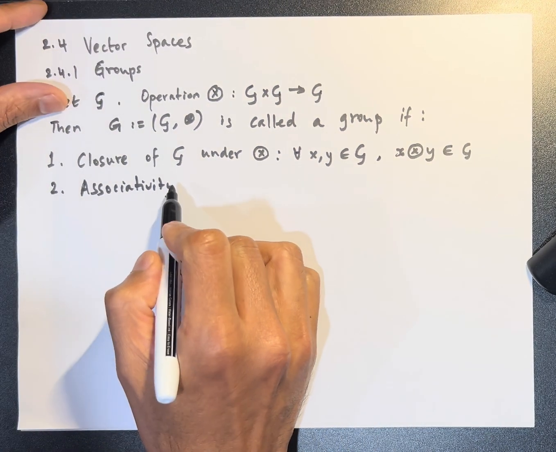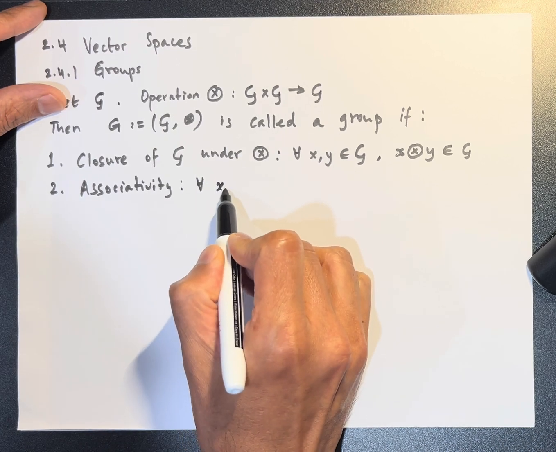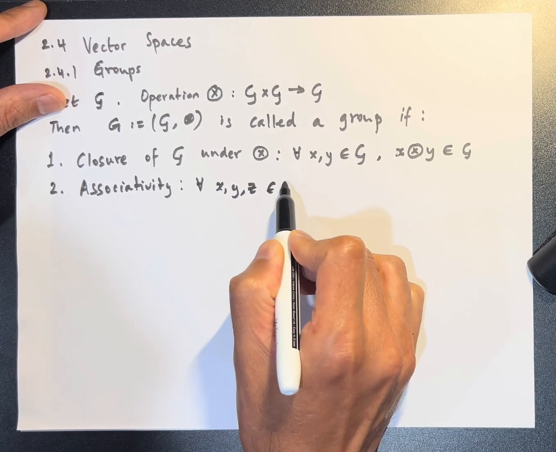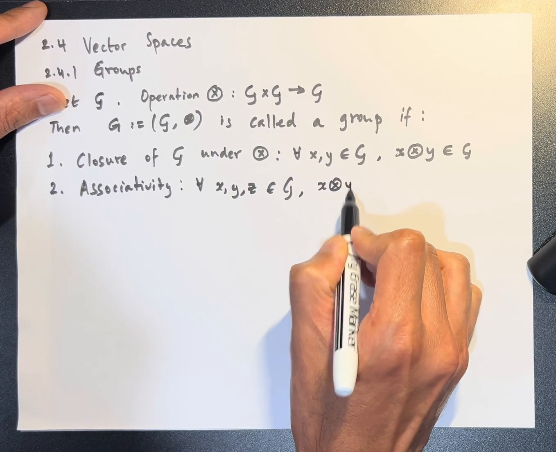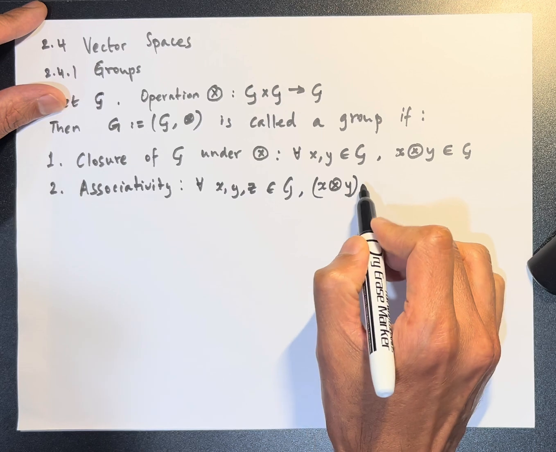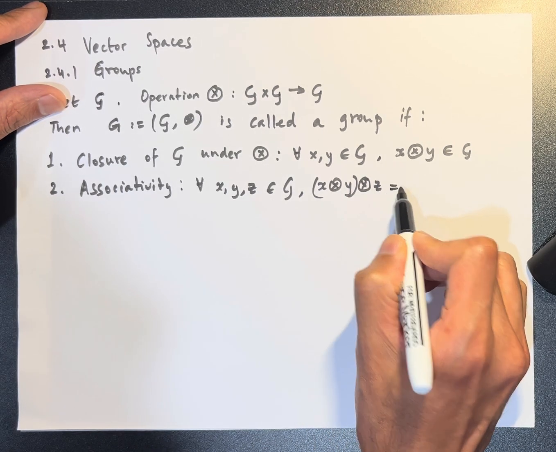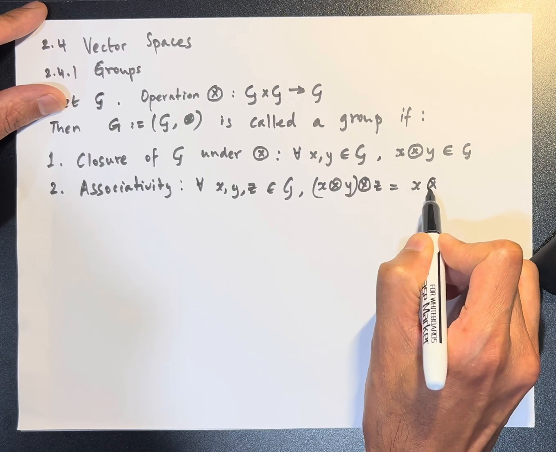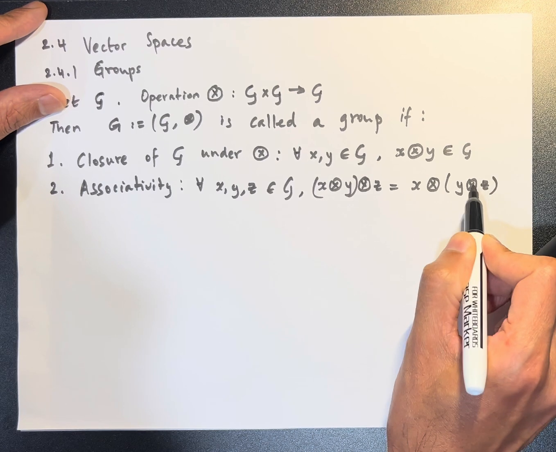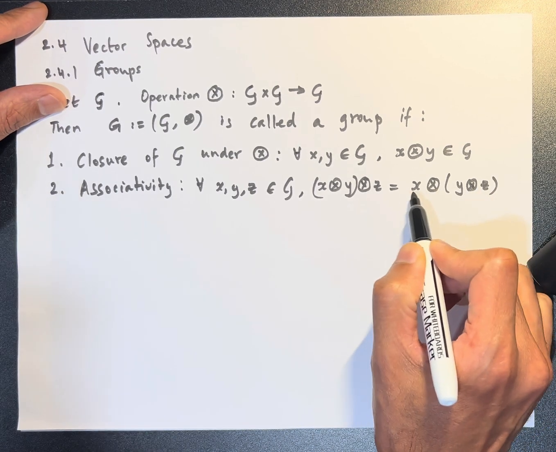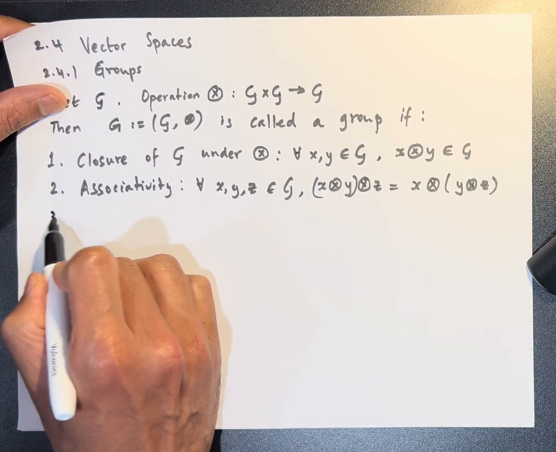Next one is associativity. For associativity, for every x, y, z in G, x operated with y, so we do this first, and then we do the operation with z. This is the same as x operated with the result of y and z. This operation is carried out first, y and z, and then x is operated with the result of that. So that's associativity.